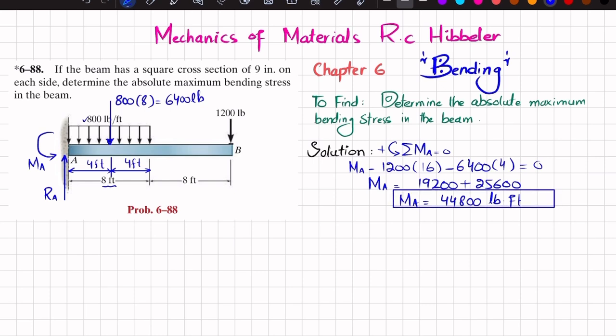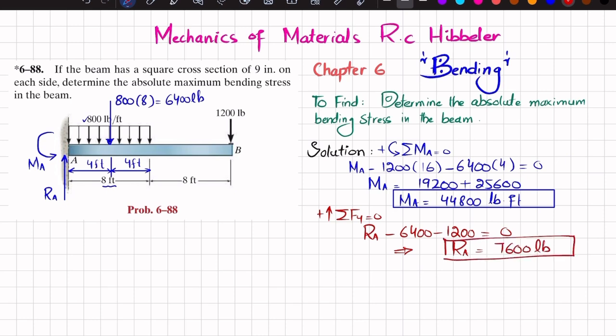Now we will find this RA by using the second equation of equilibrium, which is the sum of all forces along the y direction must be equal to 0, and upward force is taken as positive. You can see RA is upward, minus this 6400 is downward, minus 1200 is downward, and their sum must be equal to 0. So I will write RA minus 6400 minus 1200 is equal to 0. So from here you will get RA will be equal to 7,600 pounds. Now you have RA and MA.